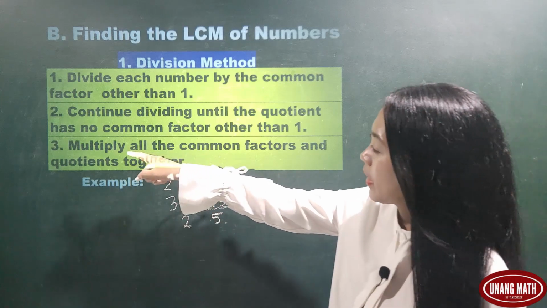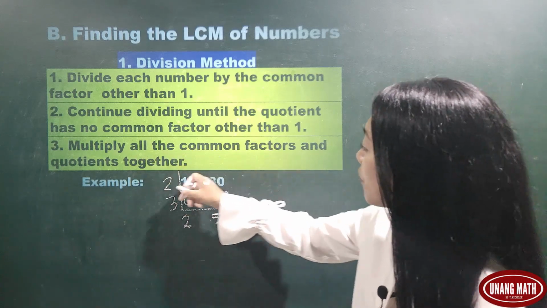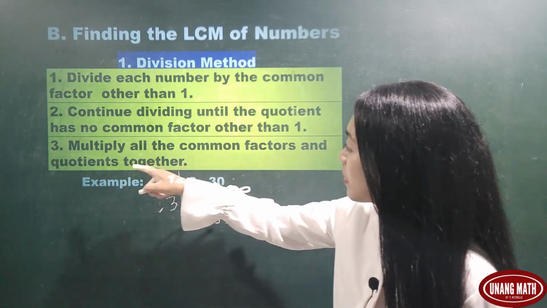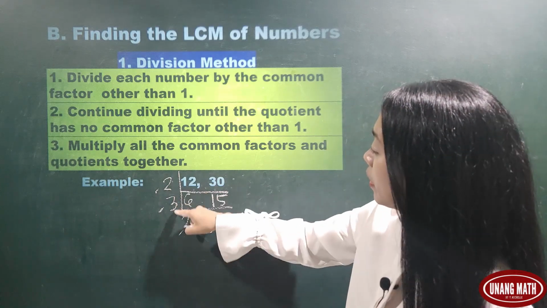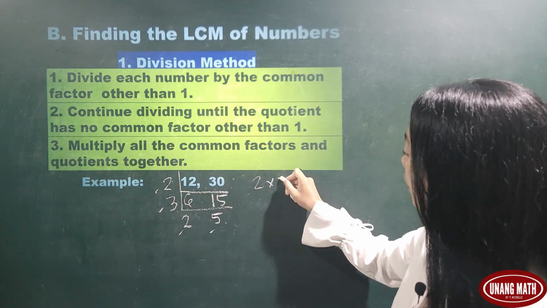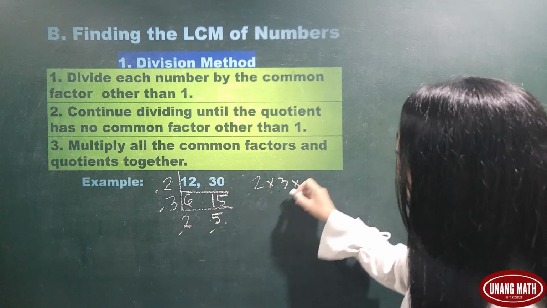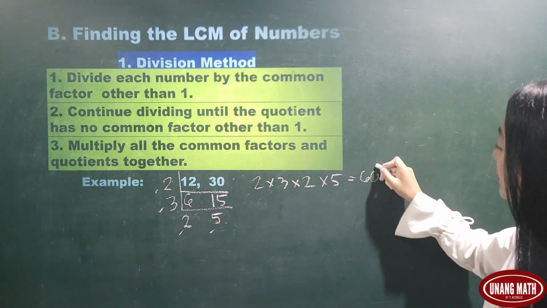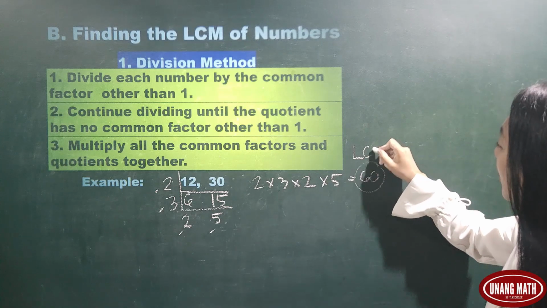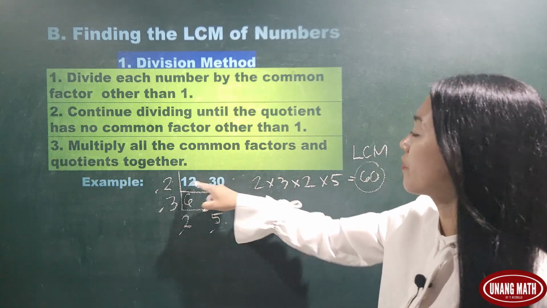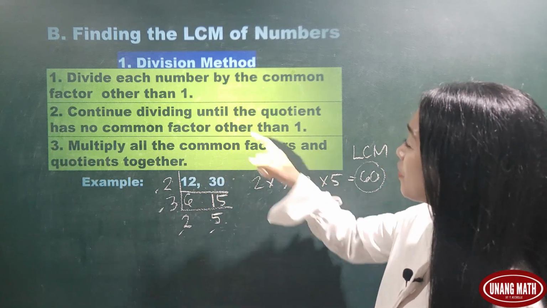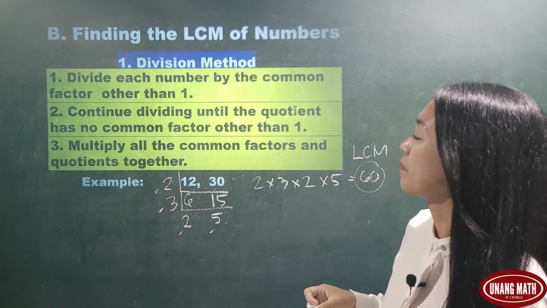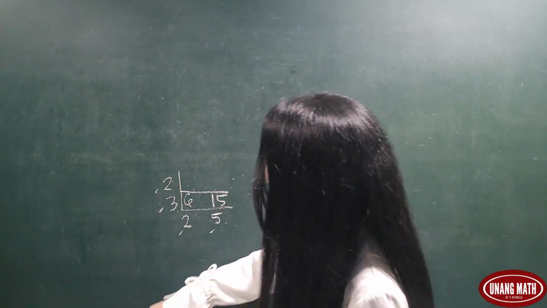Third step, let's multiply all the common factors and quotients together. So 2 times 3 times 2 times 5, and this is equal to 60. So 60 is the LCM of 12 and 30, and that is using the division method. Let's move on to the second way.